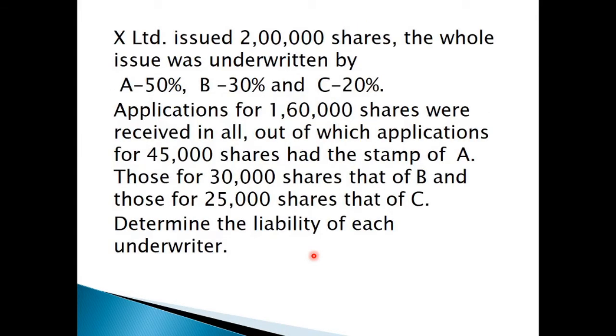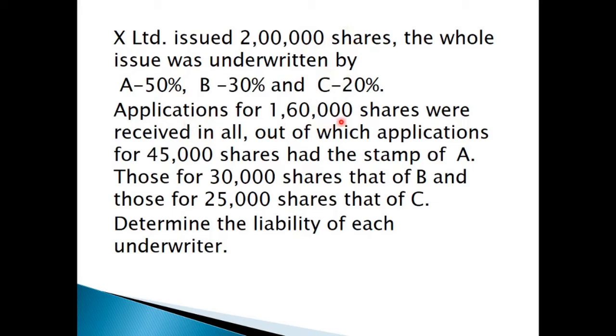Now we have a problem here to understand the calculation of the underwriters' liability in the case of 2 or more underwriters. X Limited issued 2 lakh shares. The whole issue was underwritten by A, B and C. Now this will help you to calculate the gross liability. Just add 50%, 30% and 20%. That gives you 100%, which means that the entire issue has been underwritten. So it is a case of full underwriting.